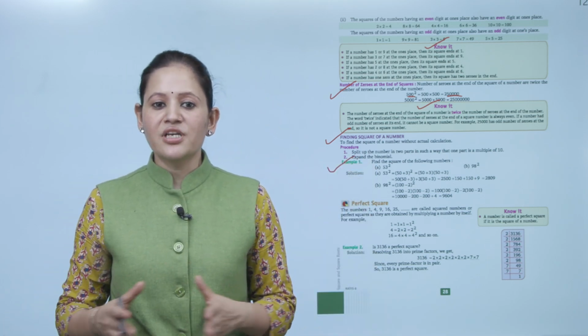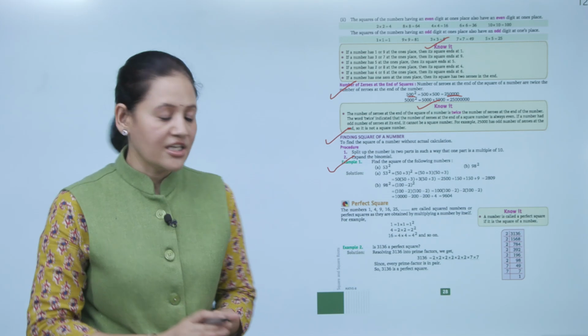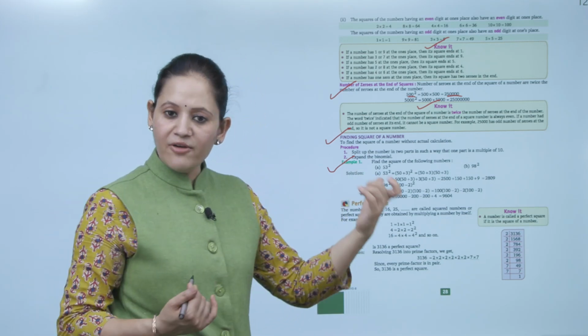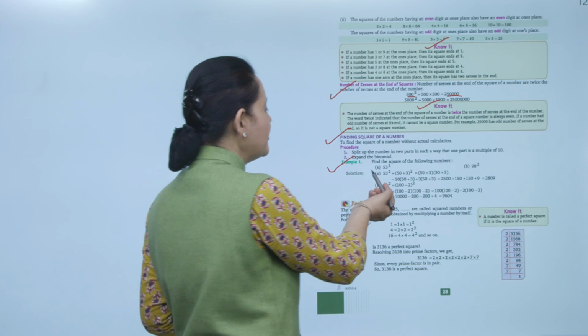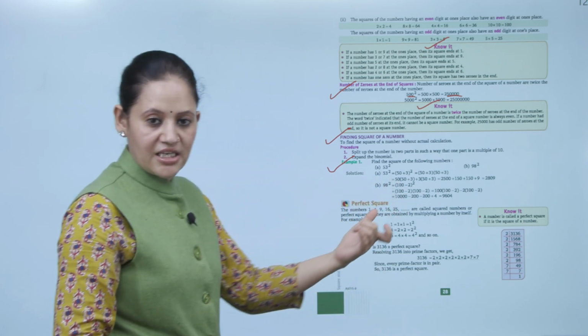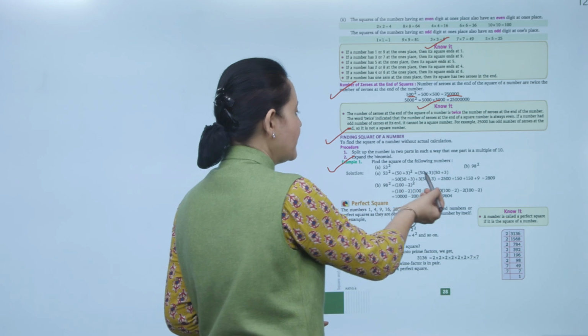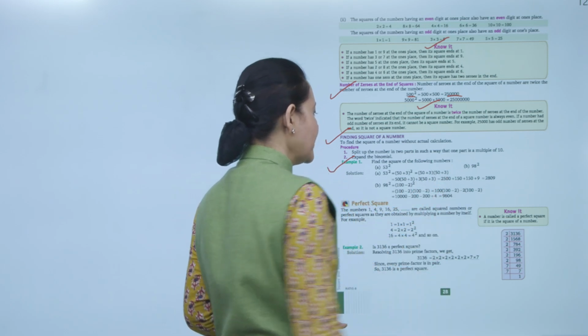Find the square of the following number. Square of 53. So we'll split the number like that, so that one of the parts is a multiple of 10. So we can write 53 as 50 plus 3. So (50 plus 3) whole square, so (50 plus 3) multiplied by (50 plus 3).